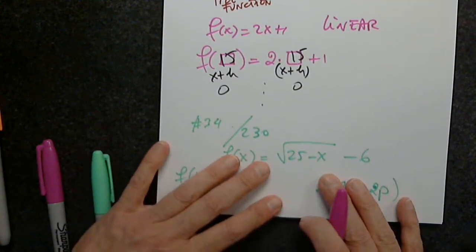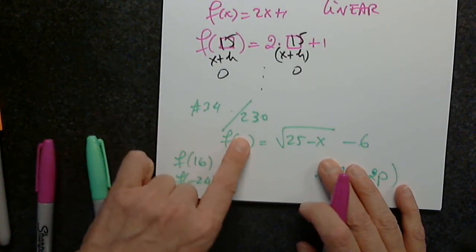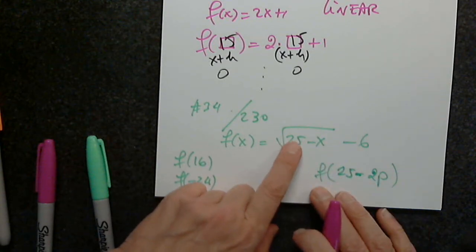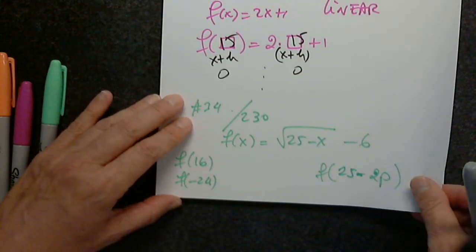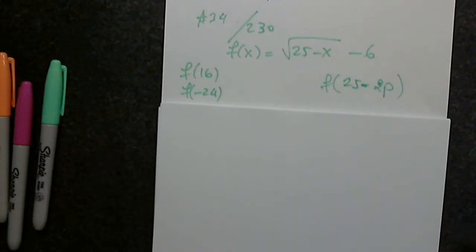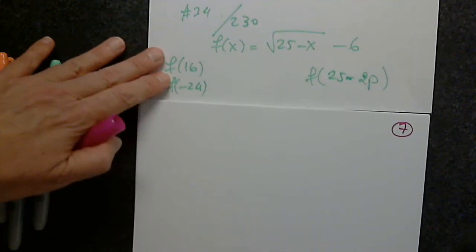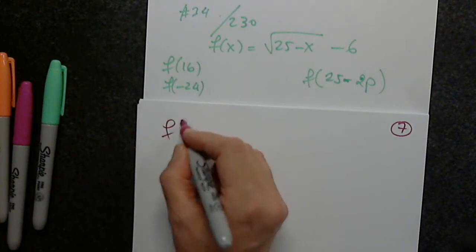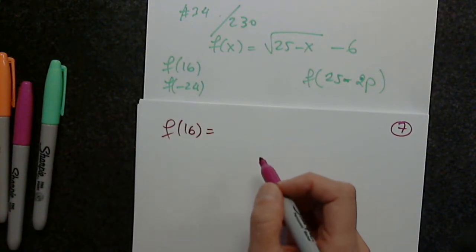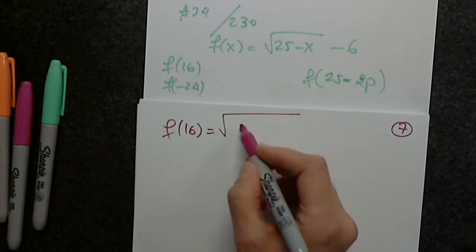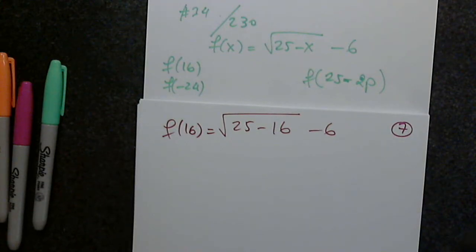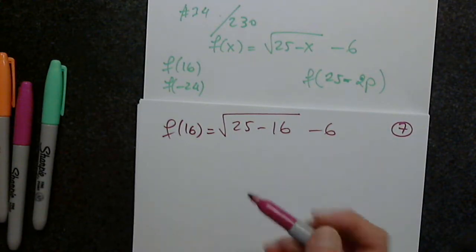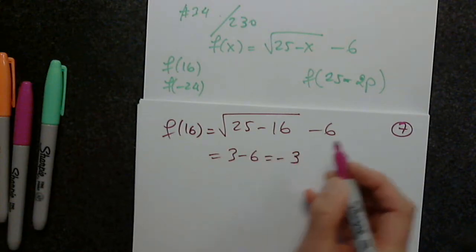Keep in mind what I see, and I hope you see the same thing. I see f of blah equals the square root of 25 minus blah, minus 6. This is what I see. And if you understand that, you will never make a mistake. I know it sounds silly, and it is silly, but I just want to make a point. So f of 16, obviously, can anyone dictate? 25 minus 16 minus 6. This is the first step. And then the square root of 9, which is 3. And then 3 minus 6, which is negative 3.